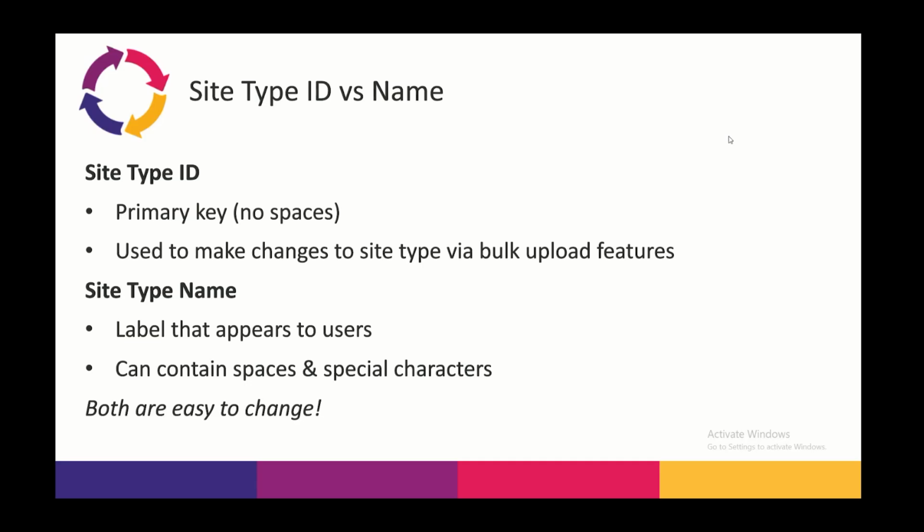Very similar to sites and regions, you do have the primary key, and that would be the site type ID, and then you have the site type name. You need to include both of these. Both of them are easy to change. Again, the ID will just have to have no special characters. Remember, you can still use underscores and hyphens.